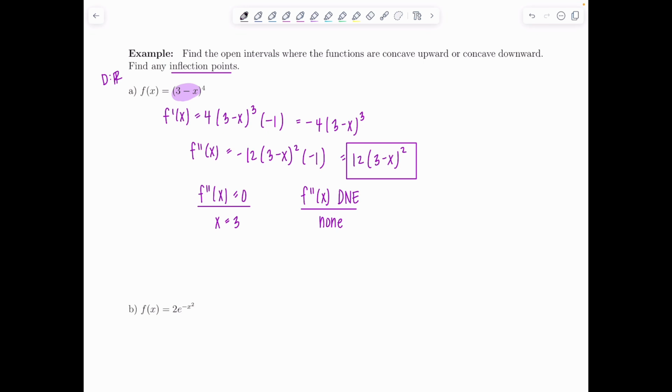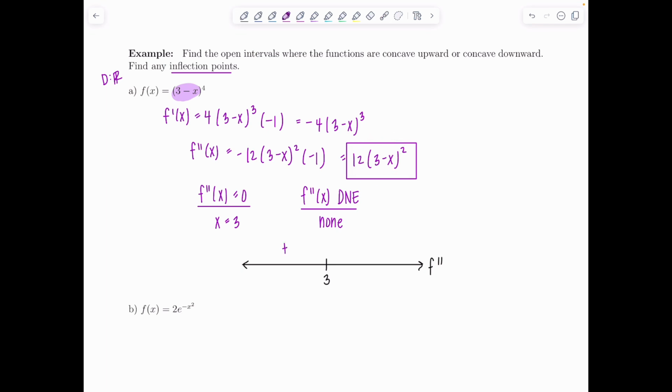Okay, then again, you're going to make a number line. This should feel very familiar. It's just now we're doing everything with the second derivative because we're interested in concavity. And I put my one possible inflection point on there, 3. And then we're going to test into the second derivative the sign of some x value in each of these intervals. So pick something smaller than 3, say 0. 3 minus 0 squared, that's going to be positive. In fact, I don't even need to really plug anything in. This is positive, this is squared.